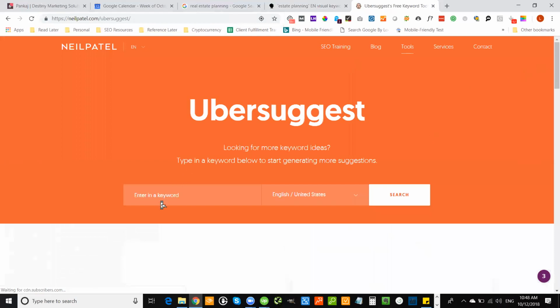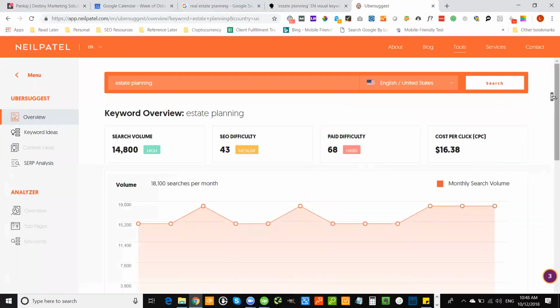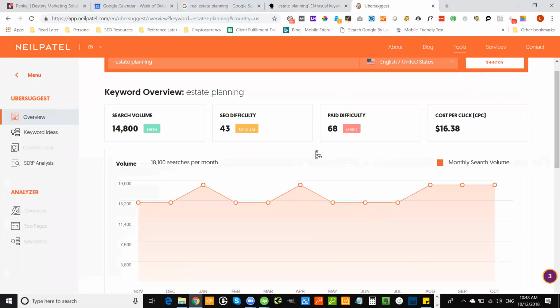So let's just stick with our example, estate planning. Ubersuggest, okay. You can see here this also provides really good data. Search volume, 14,800. SEO difficulty, 43. This is actually on a scale of 0 to 100.